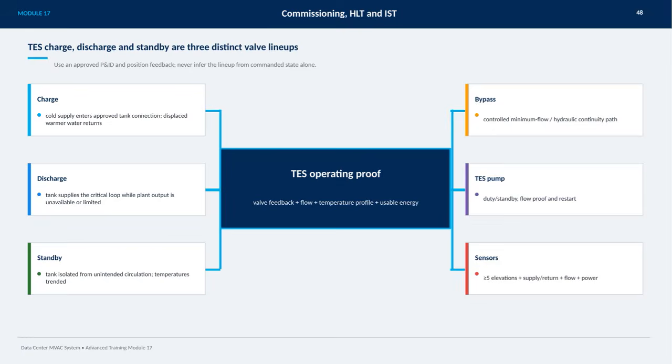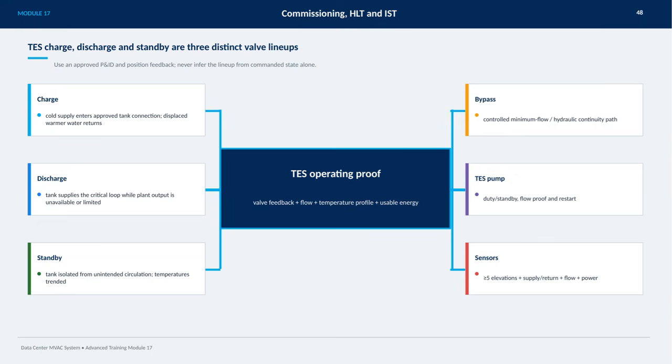On this slide, we focus on the three distinct valve lineups for TES operation: charge, discharge, and standby. It's crucial to always use an approved PNID and position feedback, rather than just relying on the commanded state, to confirm the lineup. During the charge phase, cold supply water enters the approved tank connection, pushing warmer water back in return. In the discharge phase, the tank supplies the critical loop when the plant output is unavailable or limited. Standby mode isolates the tank to prevent unintended circulation, while we continuously trend temperatures. Additionally, there's a bypass to maintain minimum flow and hydraulic continuity when needed.